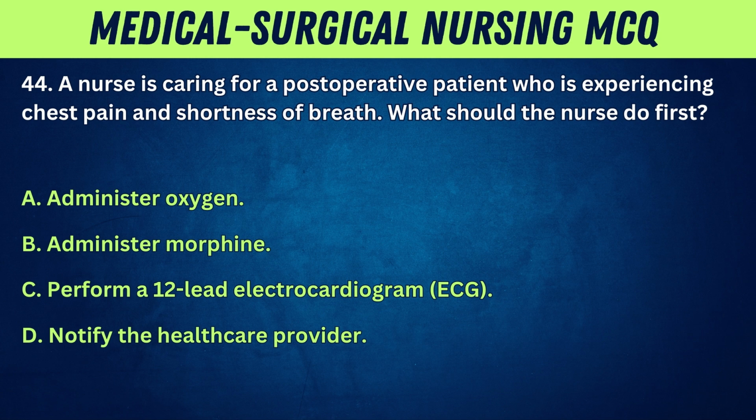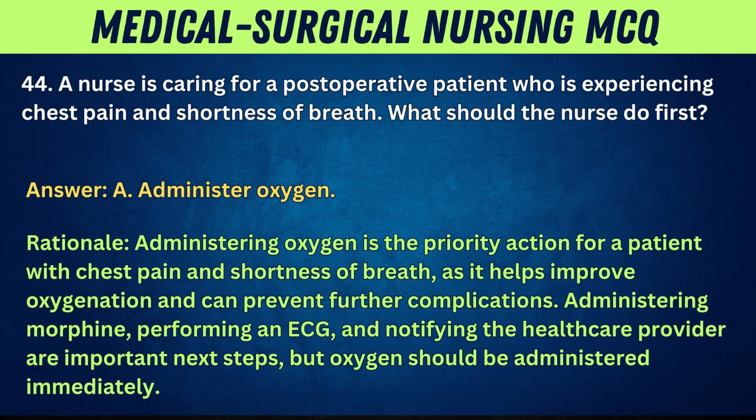What should the nurse do first? A. Administer oxygen. B. Administer morphine. C. Perform a 12-lead electrocardiogram, ECG. D. Notify the healthcare provider. Answer: A. Administer oxygen. Rationale: administering oxygen is the priority action for a patient with chest pain and shortness of breath, as it helps improve oxygenation and can prevent further complications. Administering morphine, performing an ECG, and notifying the healthcare provider are important next steps, but oxygen should be administered immediately.